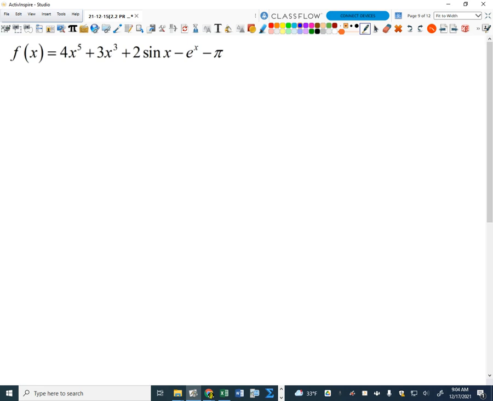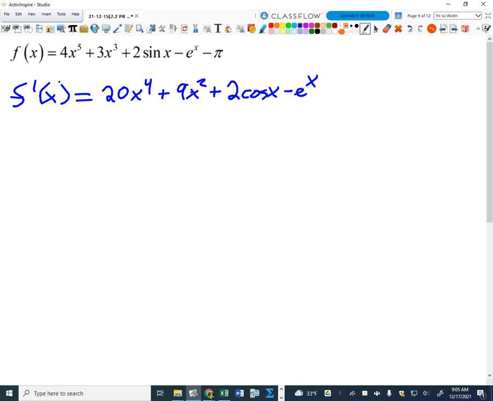Okay, so first derivative. Help me out here. Term by term. Ashton, what am I going to get for my first term? Is that when you multiply? Yep. Power rule. Yep. Okay, so 20x. Go ahead. Keep going. What's the next one? 9x squared. Good. And then plus, then is it 2 cosine x? There you go. Good. Minus e to the x.